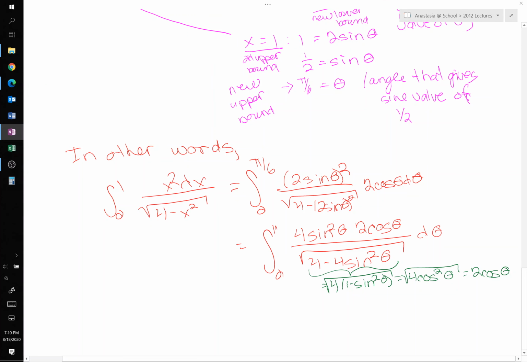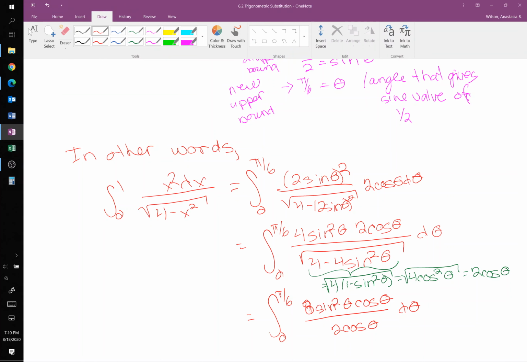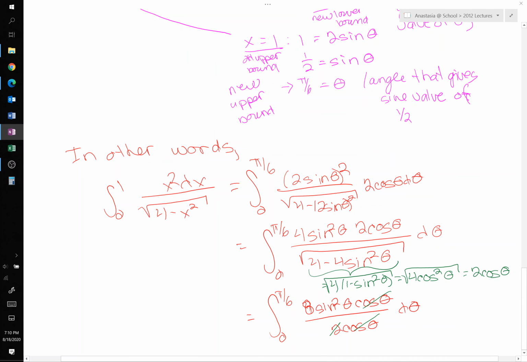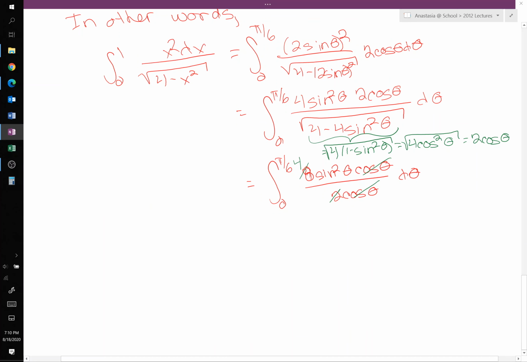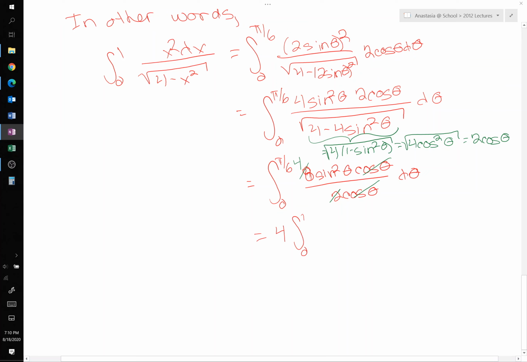We have the integral from 0 to pi over 6. We're going to end up with the integral from 0 to pi over 6 of, let's see, 8 sine squared theta times cosine of theta all over 2 cosine of theta d theta. Now our cosines will cancel. Some of the constants will cancel, and I will pull the rest of that out of the integrand so that we have 4 times the integral from 0 to pi over 6 of sine squared theta d theta.